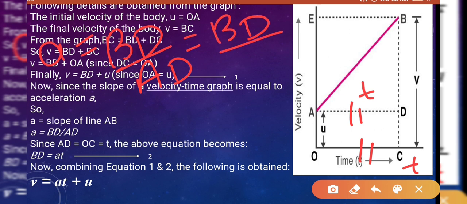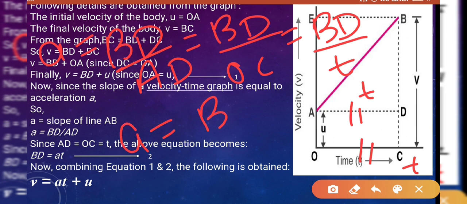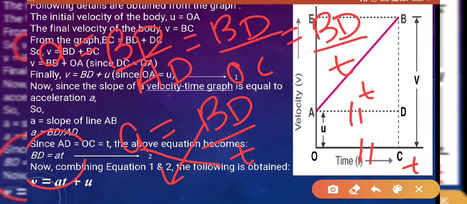BD upon AD is equal to OC, and we can write BD upon T in place of OC. So here a is equal to BD upon t, cross multiply, then we will get BD is equal to at. This is your second equation.